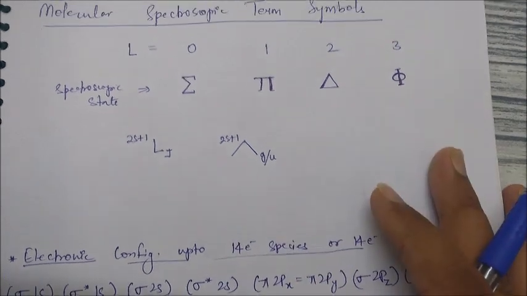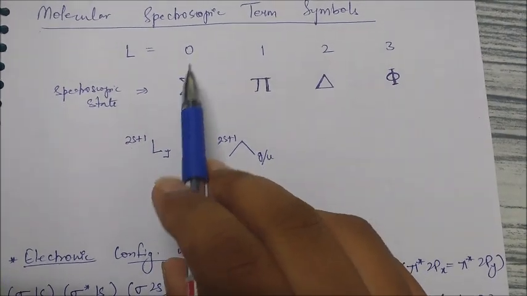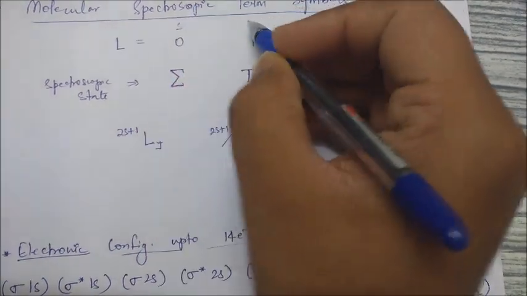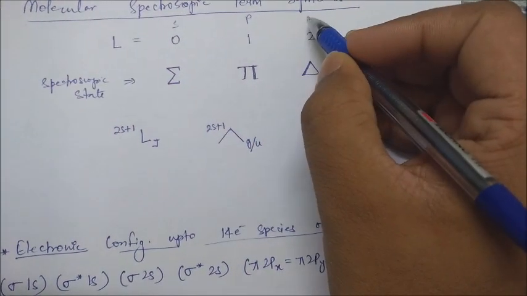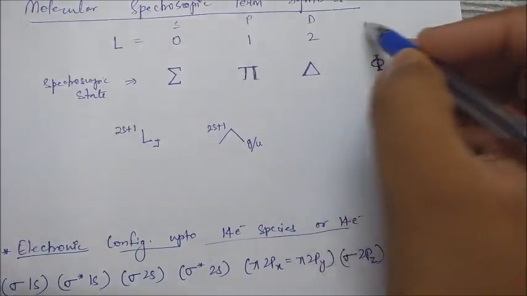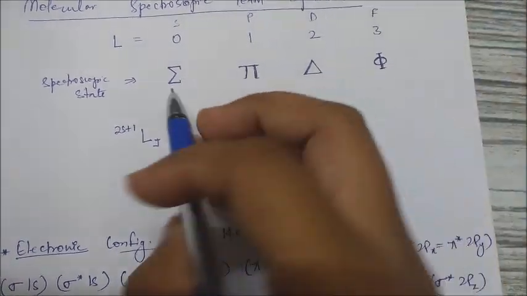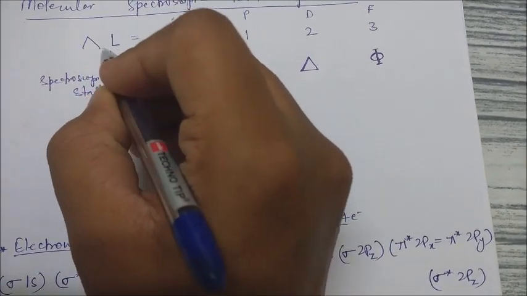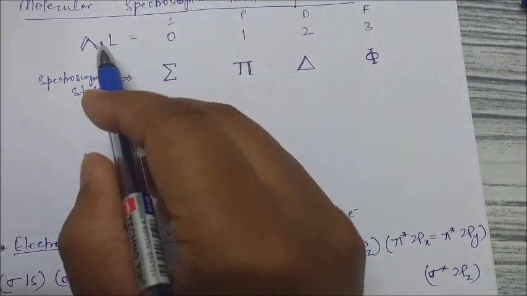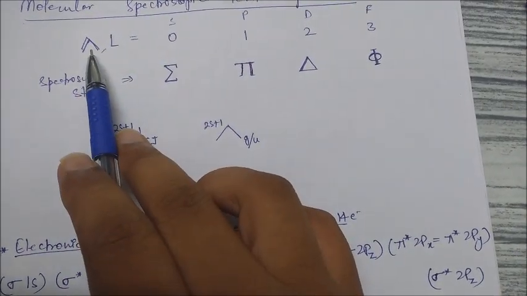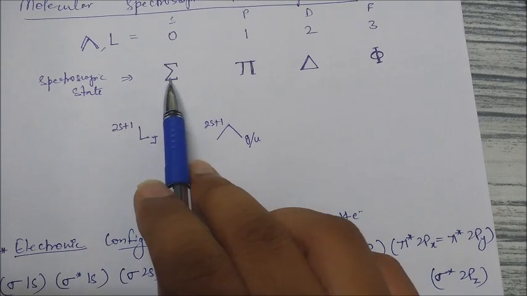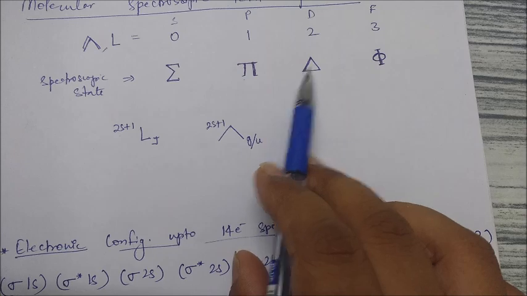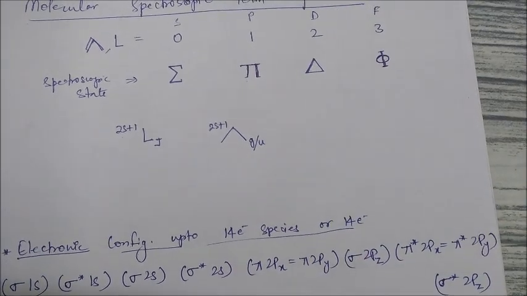One more thing: for atomic term symbols, for L value 0 we had S, for 1 we had P, for L value 2 we had D, and for L value 3 we had F. Similarly here, for lambda, L and lambda both correspond in the molecular spectroscopic term symbol. For lambda the value 0 gives the spectroscopic state sigma, for 1 we have pi, for 2 we have delta, and for 3 we have phi. Like this we have to name them.